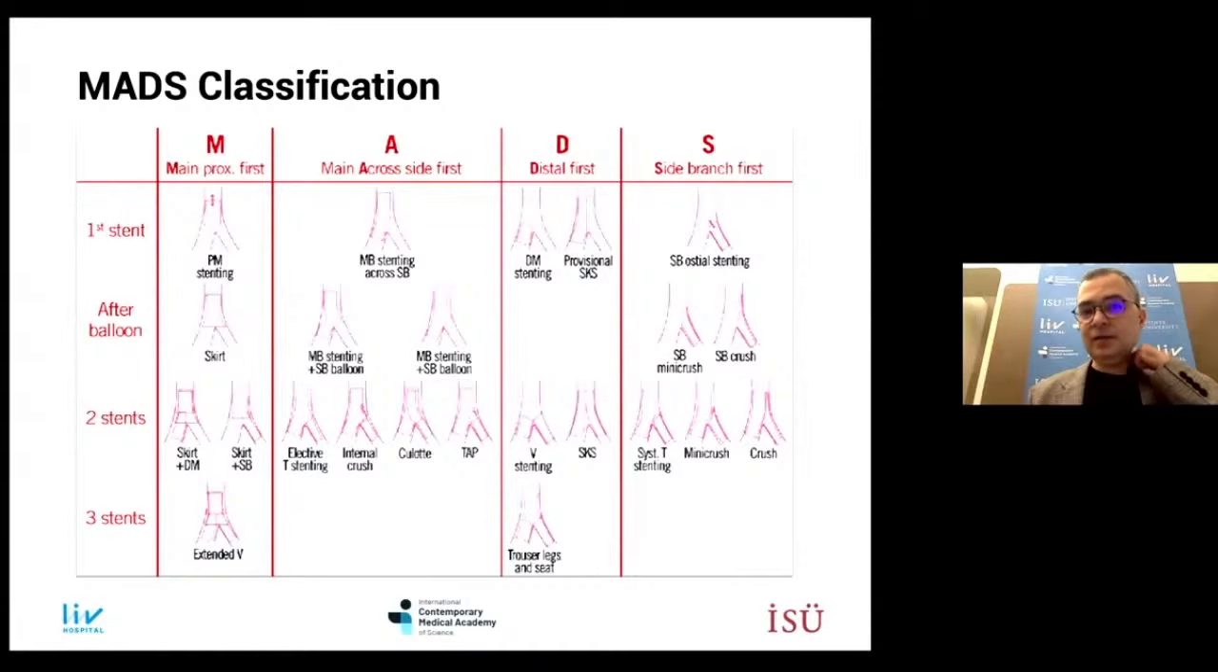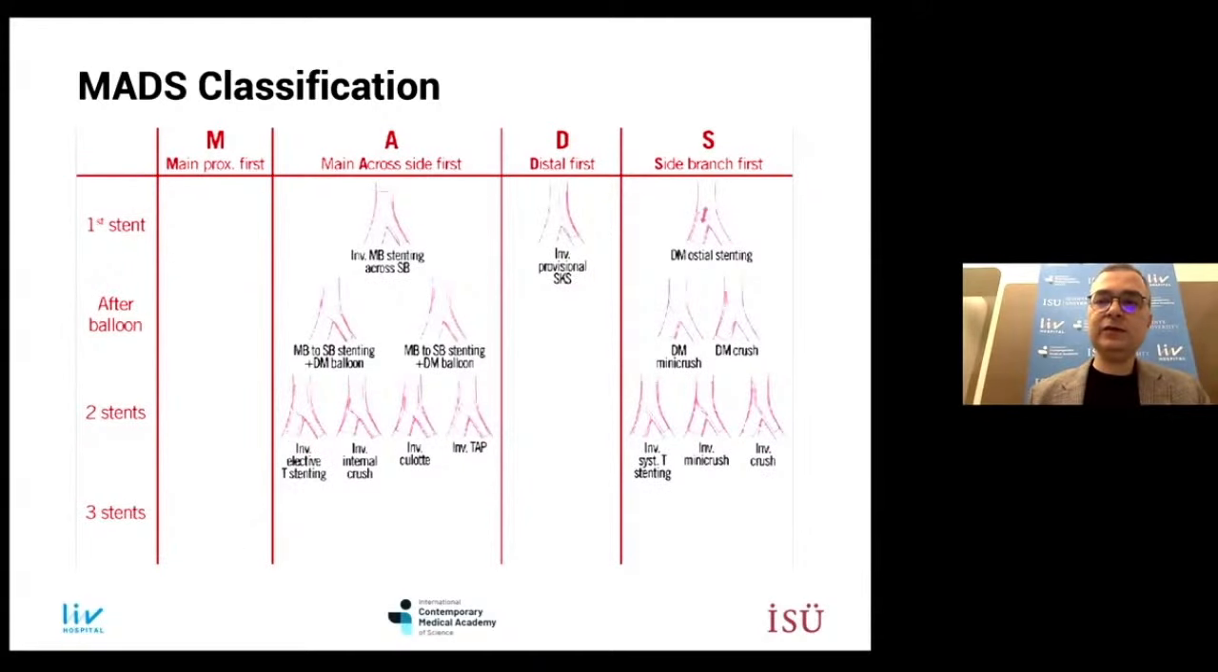And of course, in this classification, you see that you can either put a stent across the side branch, you can just start with a distal, or you can start with a side branch like DK crush. And these are all different techniques classified in this MATS classification. So for every class, you have at least one technique.